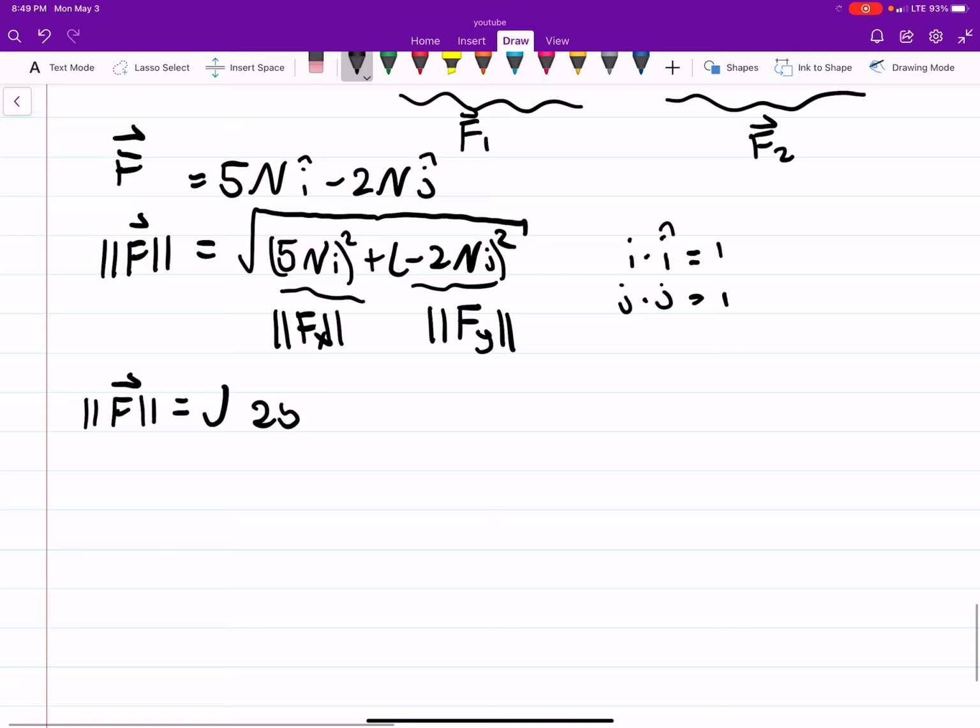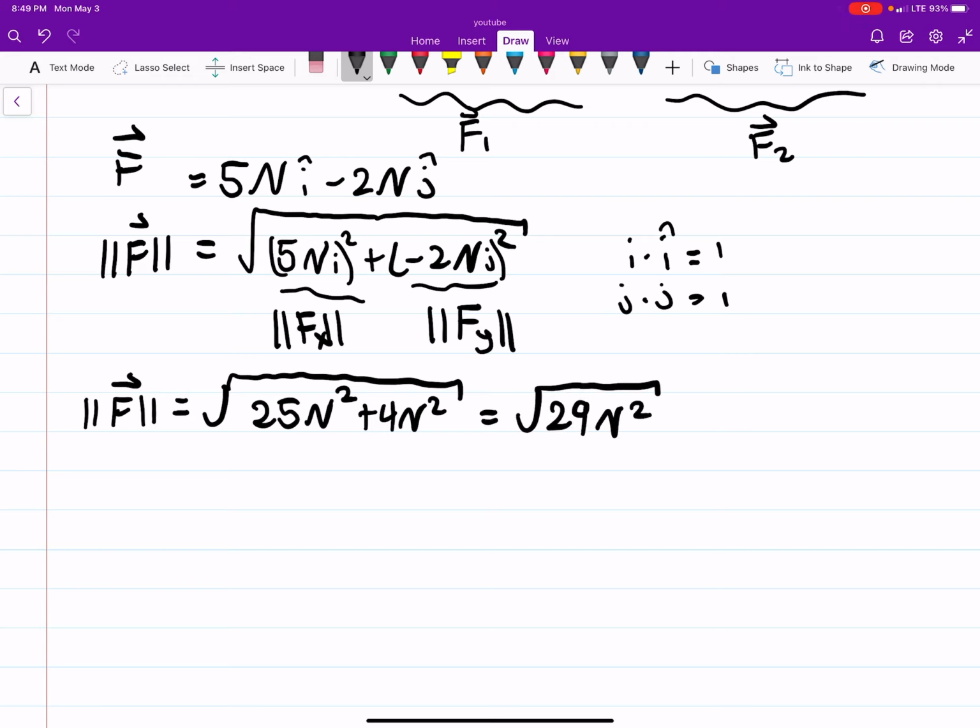So you don't really need to put them, but I guess to be technical. So you have 25 newtons squared plus 4 newtons squared, which is the square root of 29 newtons squared. We're squaring our units as well. And the square root of 29 is 5.39 newtons. Remember, the square root of newton squared is just a newton.